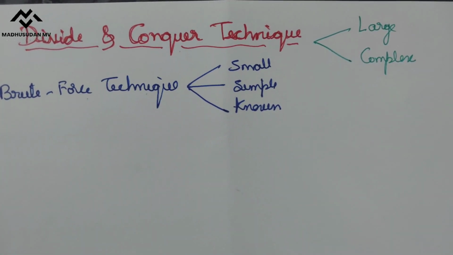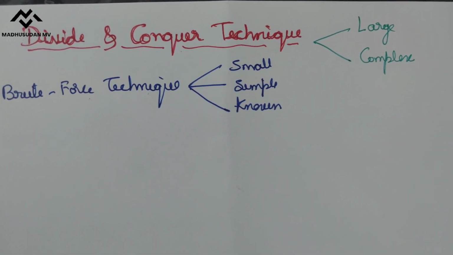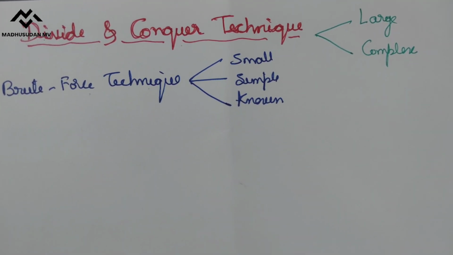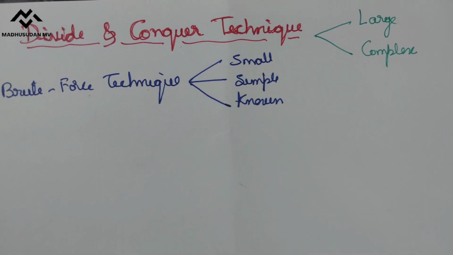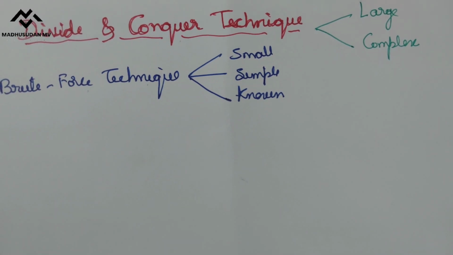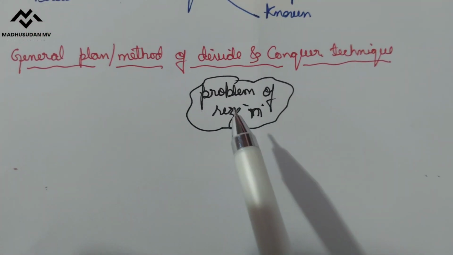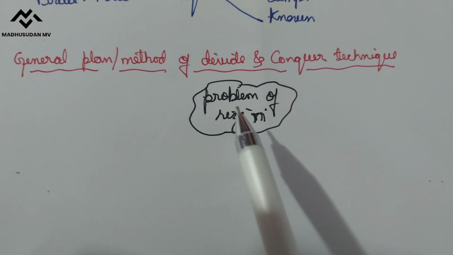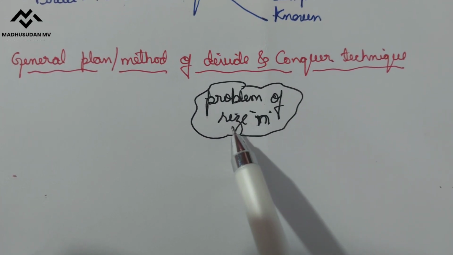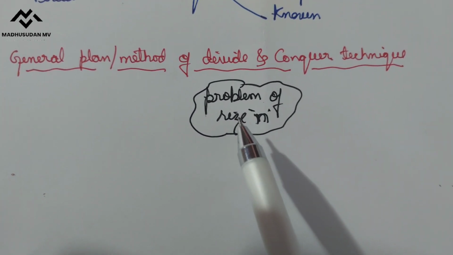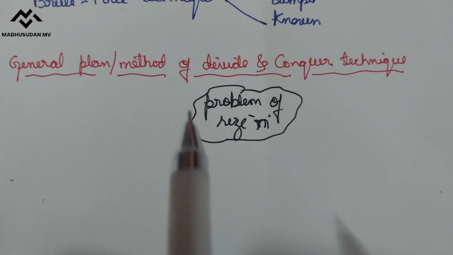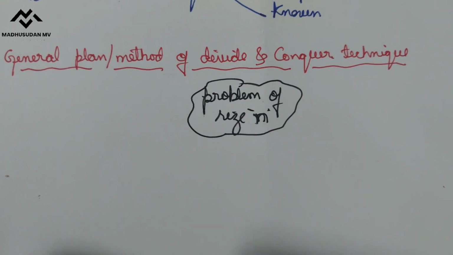Now let us see the general plan of the divide and conquer technique. General plan means, in general, how to apply divide and conquer, or how divide and conquer is used to solve a given problem. So we call it the general method or general plan. Assume the given problem is of size n. Assume this problem is complex and large, so it is not possible to solve it directly.